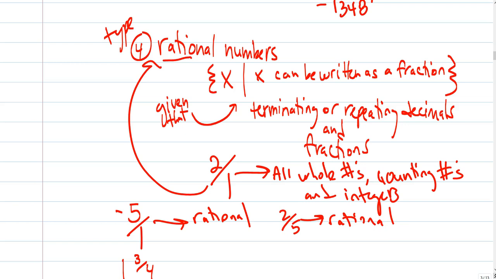But we also say, so that's if it can be written as a fraction, any of our whole numbers and any fractions. But we also say, or if it's a terminating or repeating decimal and fraction, okay? So basically any terminating or repeating decimal and a fraction. What do I mean by terminating?